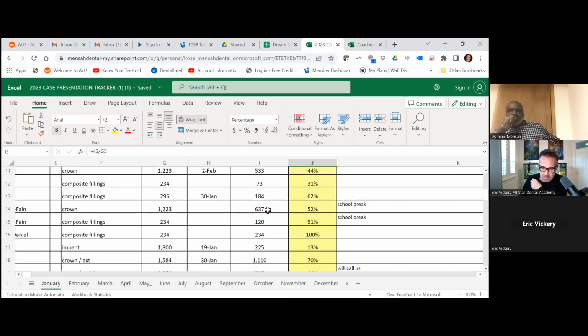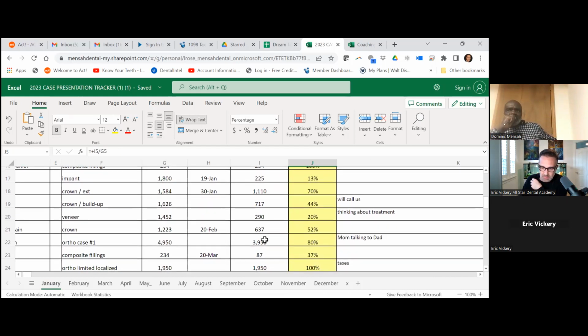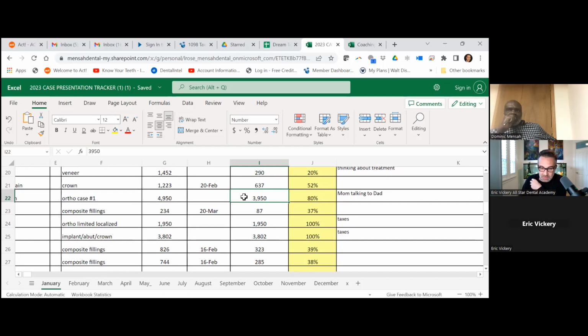I don't know if they said yes or not. Thinking about treatment. See, we'll call us. These don't look like they should. I'm not sure. So maybe she's going back and filling out. That's a nice ortho case that says yes. I don't know. Why does it say 4950 presented, 3950 accepted?